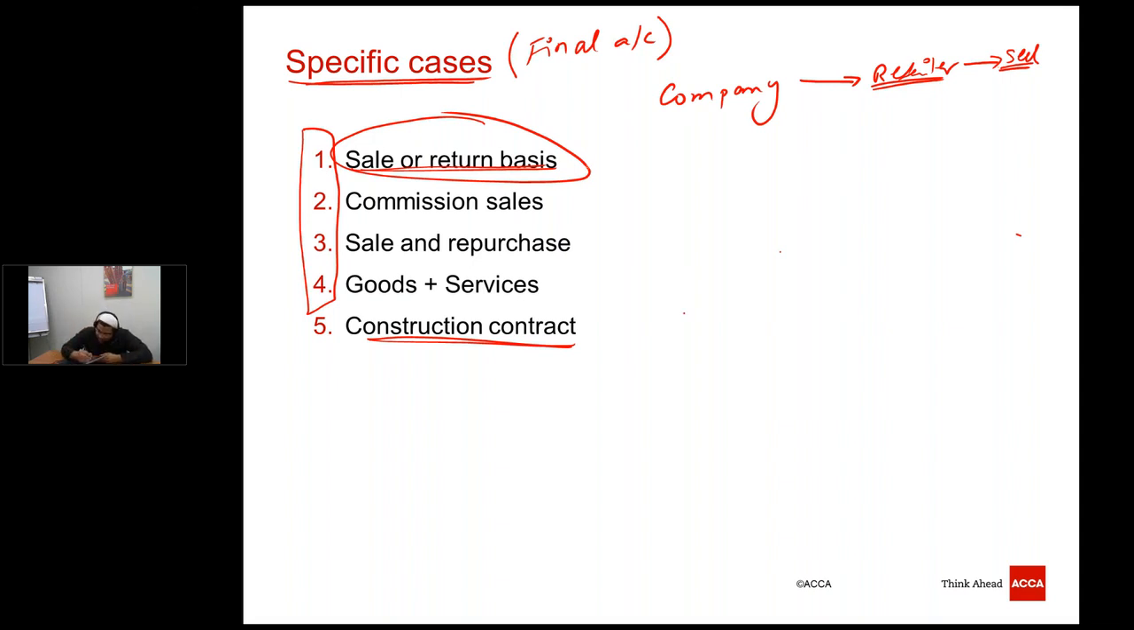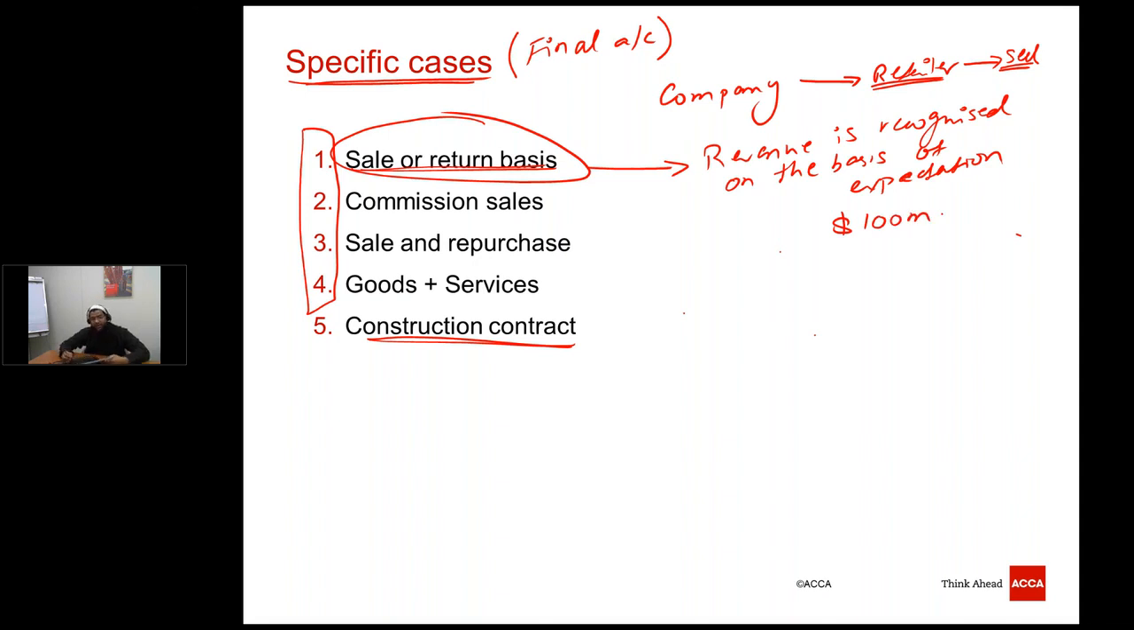Now in this case, how are we going to record the revenue? We say that the revenue is recognized on the basis of expectation. So for example, if I have sold you $100 million of goods and I am expecting that 30% of the goods will be sold and you will be able to sell 30% of the goods and provide me cash for that, so I will be recording the revenue of $30 million.